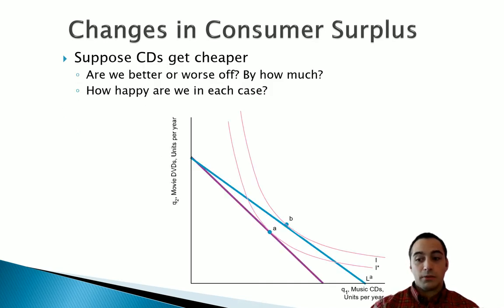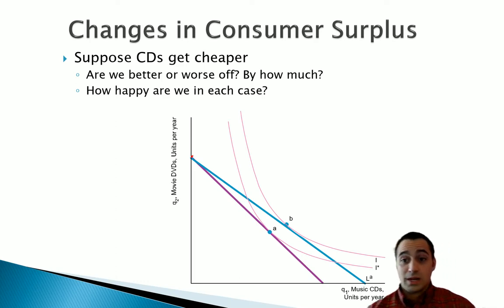So let's start off with a silly example with CDs and DVDs. Suppose we start at point A. You'll note that this is some budget associated with some indifference curve, and that between A and B, the price of CDs has gone down. We know that because the maximum quantity of CDs we can buy, if we buy only CDs, has gone up, and there's been no change in the intercept for DVDs.